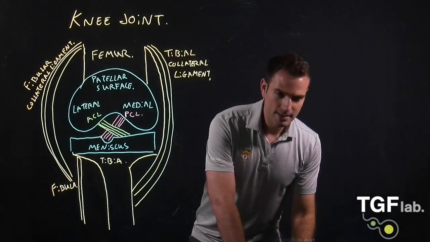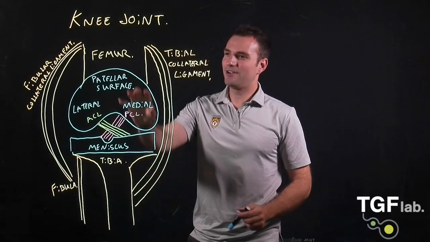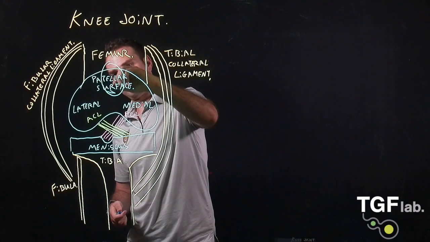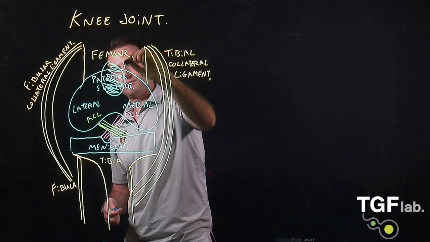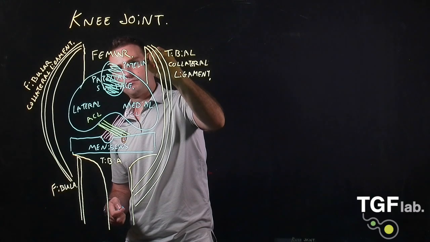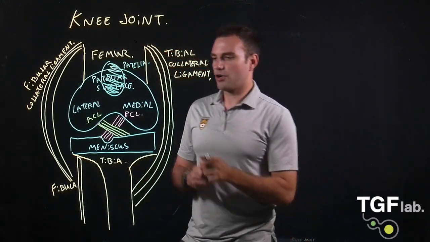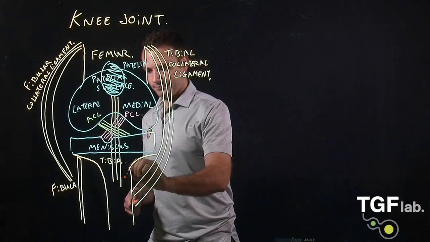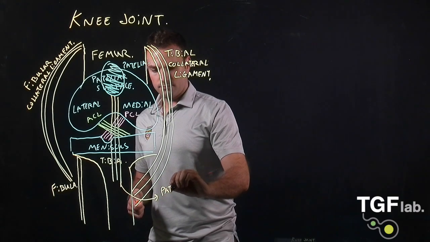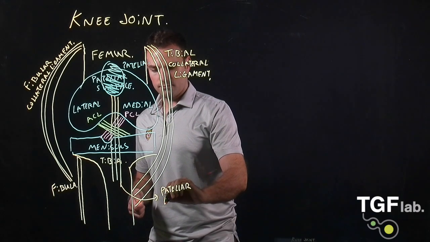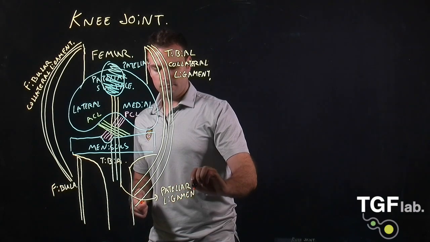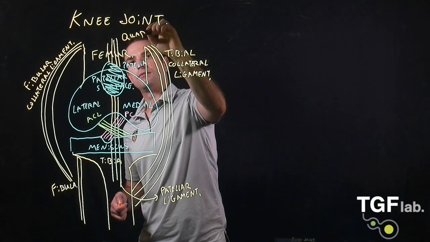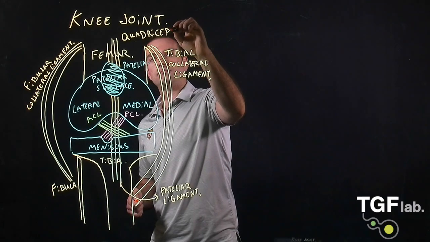Okay. Then here on top of the patellar surface, we are going to have the patella. And then we are going to have here the patellar ligament. And then on top of the patella, we are going to have the quadriceps tendon.